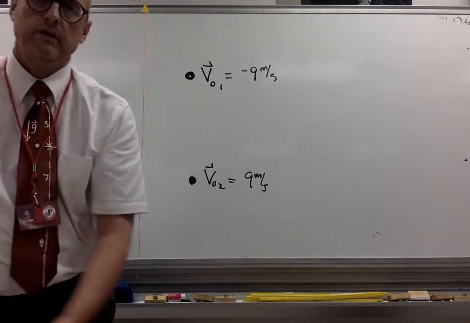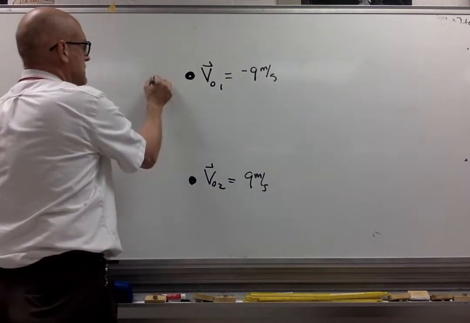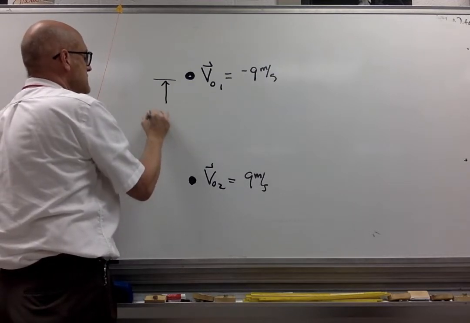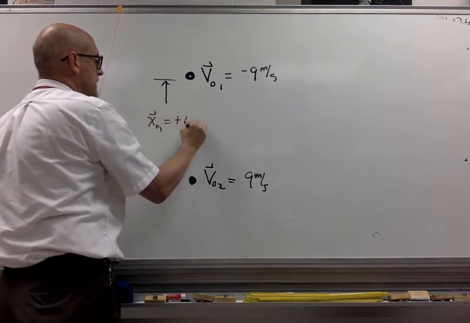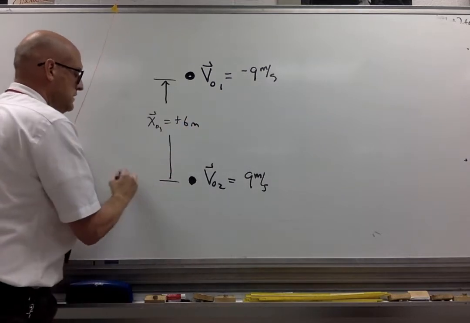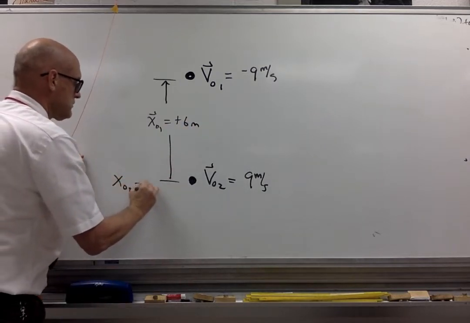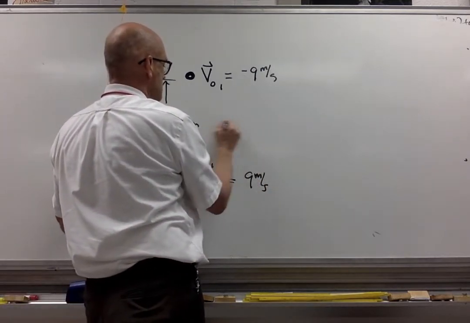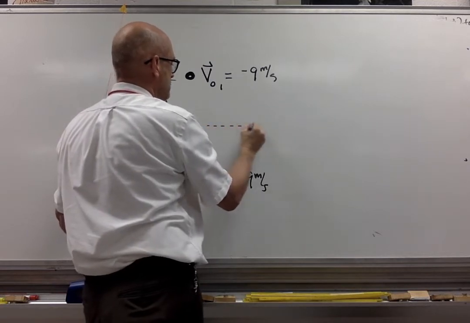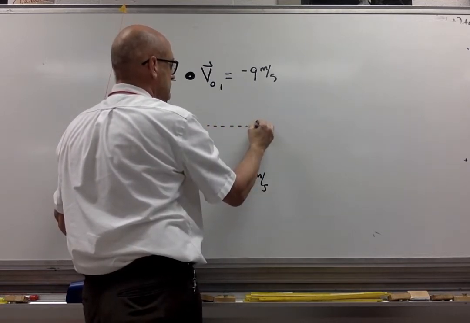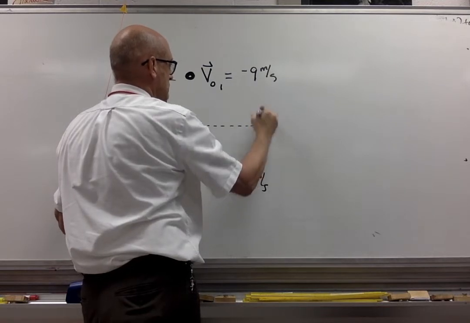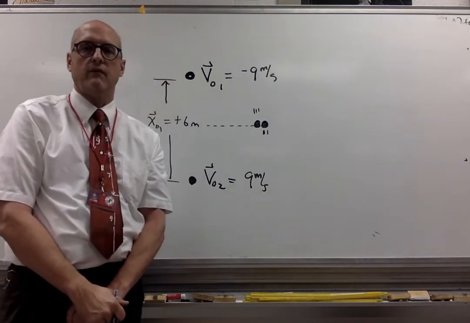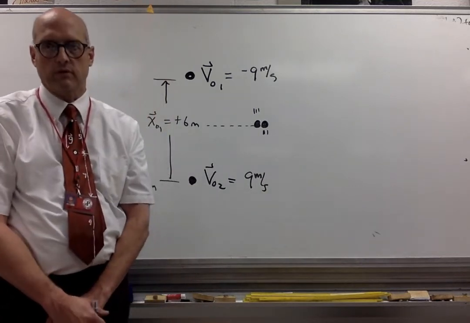The height of the cliff is 6 meters. So stone 1 is 6 meters away from stone 2, which is at a position of 0 meters. And they want us to figure out where the stones meet. So I think you can see they're going to meet at the halfway point, which is 3 meters.